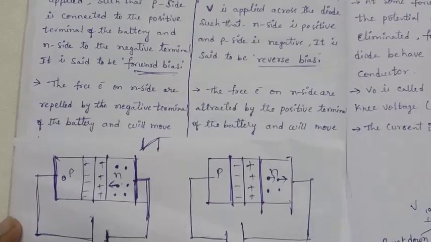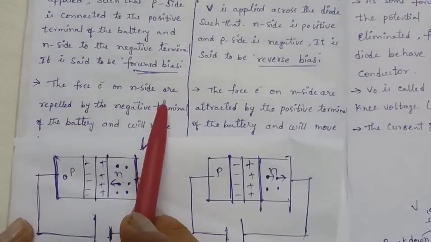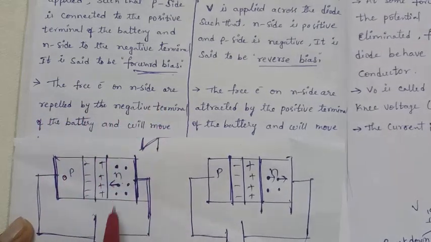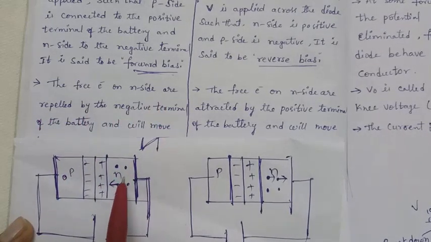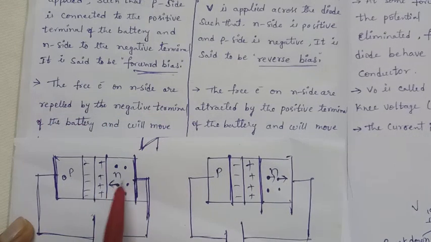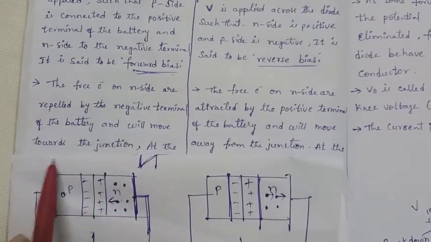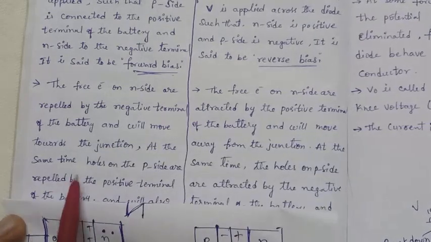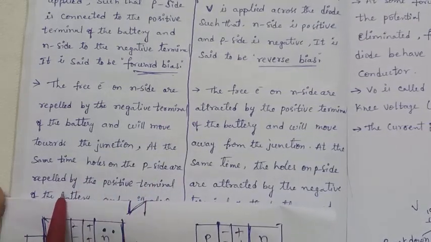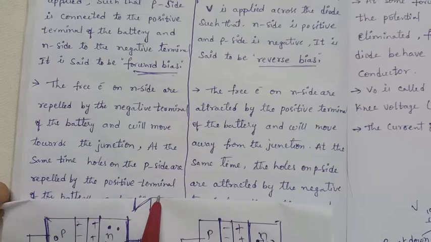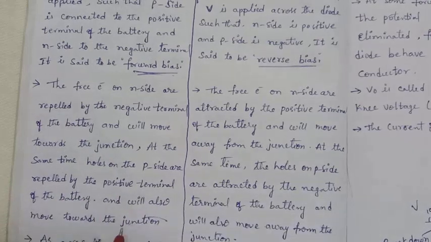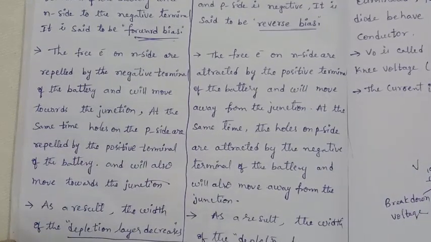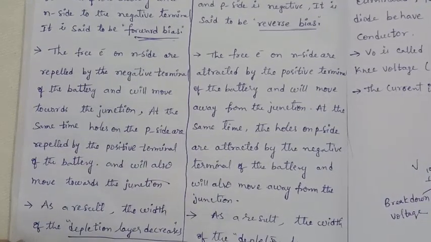And the free electrons are repelled by the negative terminal, because electrons are negative. That's why they are repelled by the negative terminal of the battery and will move towards the junction. At the same time, the holes on the P side are also repelled by the positive terminal of the battery and will also move towards the junction. As a result, the width of the depletion layer decreases.